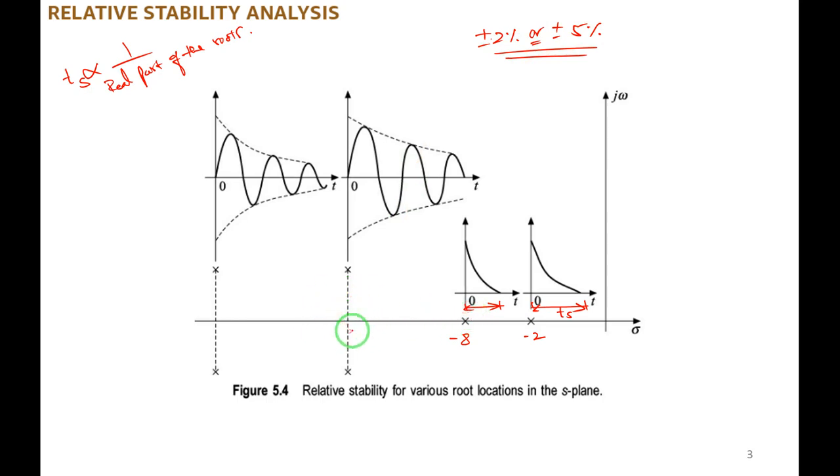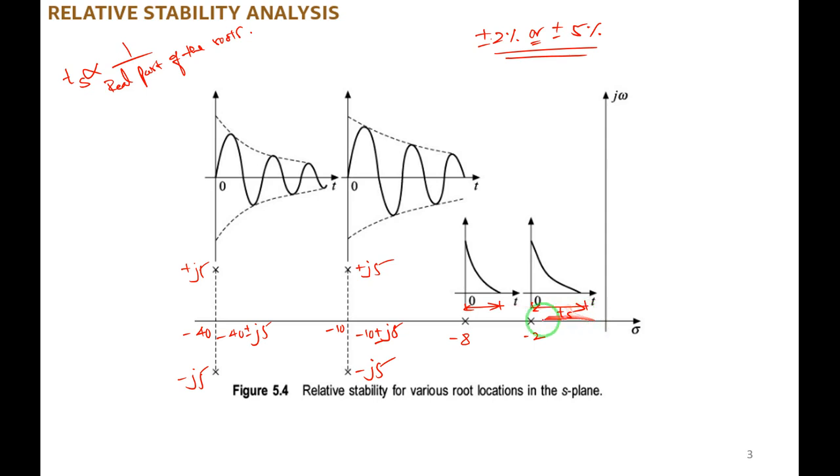Let me take another case. Let me take this as -10 plus or minus j5, and then let me take this as -40 plus or minus j5. So this root is -10 plus or minus j5, and this one is -40 plus or minus j5. Just observe these roots, only the real part of the root, -10 and -40.